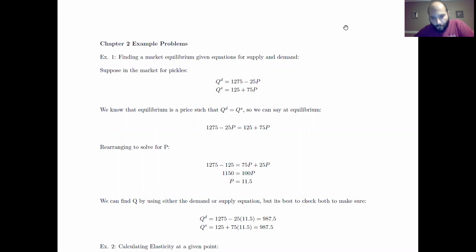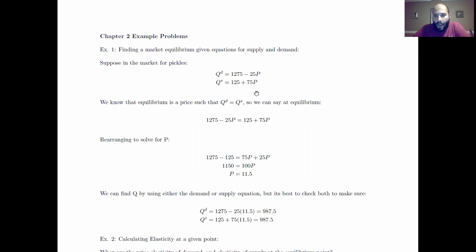So one type of problem we want to do is to find the market equilibrium if we're given a demand curve and a supply curve. So here we have quantity demanded, demand curve equals 1275 minus 25p, and quantity supplied equals 125 plus 75p. So how would we solve for the equilibrium?